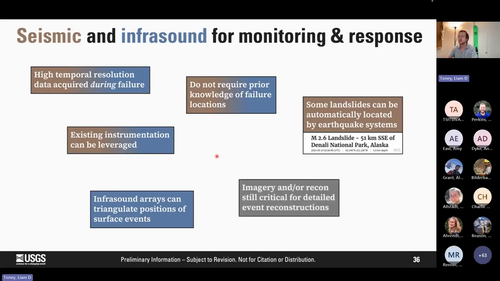And then I will point out that imagery and boots-on-the-ground recon are obviously still critical for detailed event reconstructions. I hope that parts of this talk made that absolutely clear. But I think that including these high temporal rate data streams in those reconstructions really can add to the benefits.